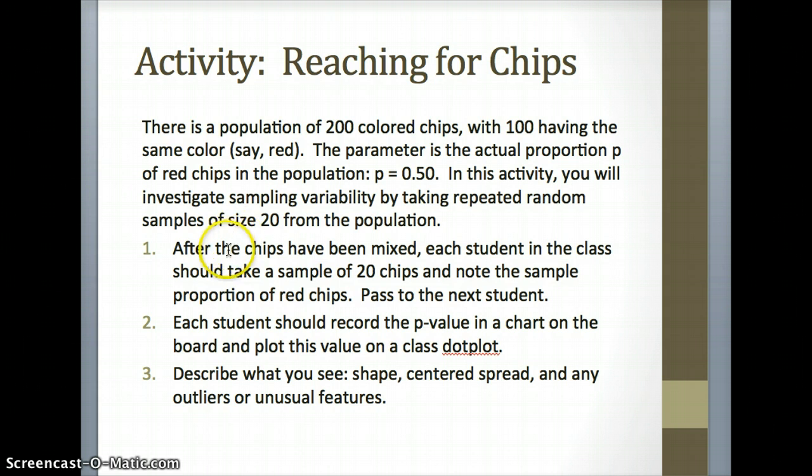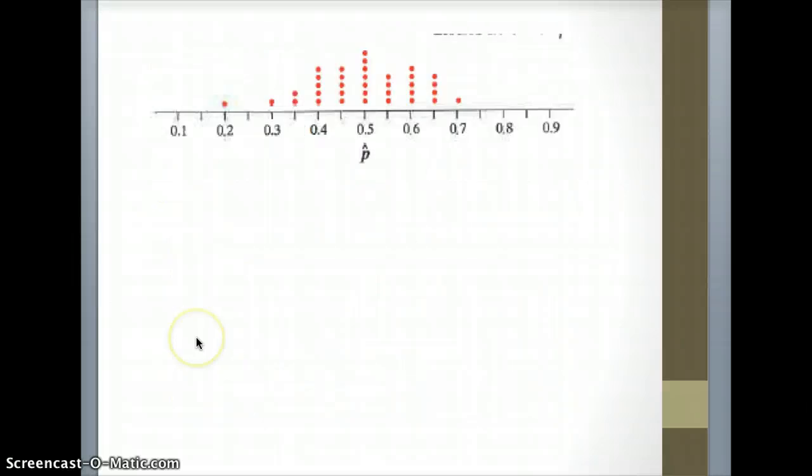After one student grabbed out 20, you're going to count your sample proportion. Suppose 8 out of your 20 chips were red, your sample proportion would be 8 out of 20. You're going to pass them to the next person. They take out their 20 chips and count their red. Let's say they had 11 out of 20. Their sample proportion would be 11 out of 20, and we continue doing that until everybody had gone. Then we were going to put it all together in a class dot plot and describe what we saw in our distribution.